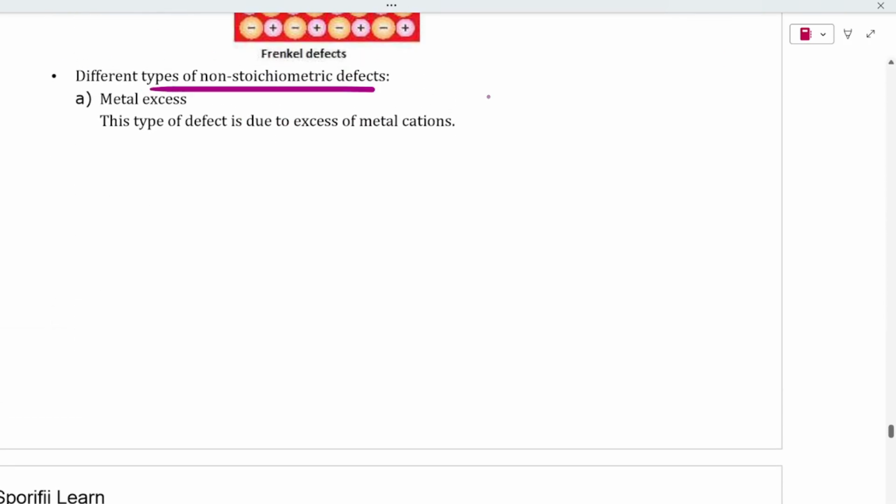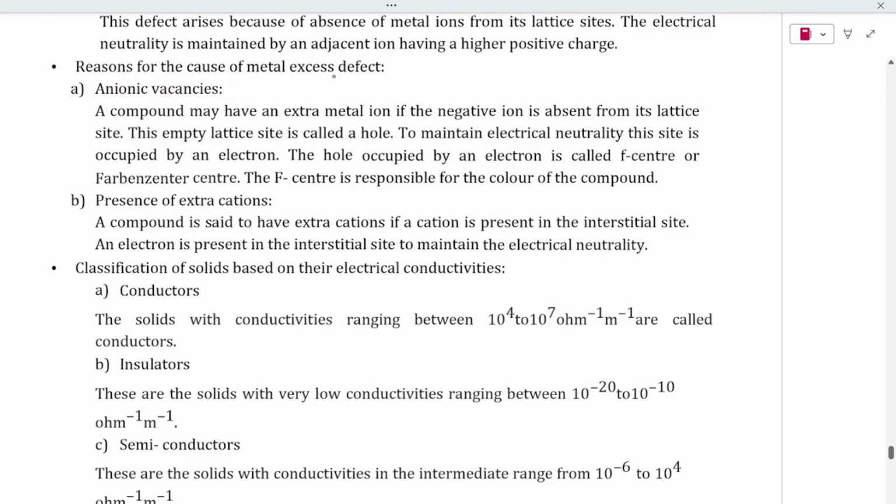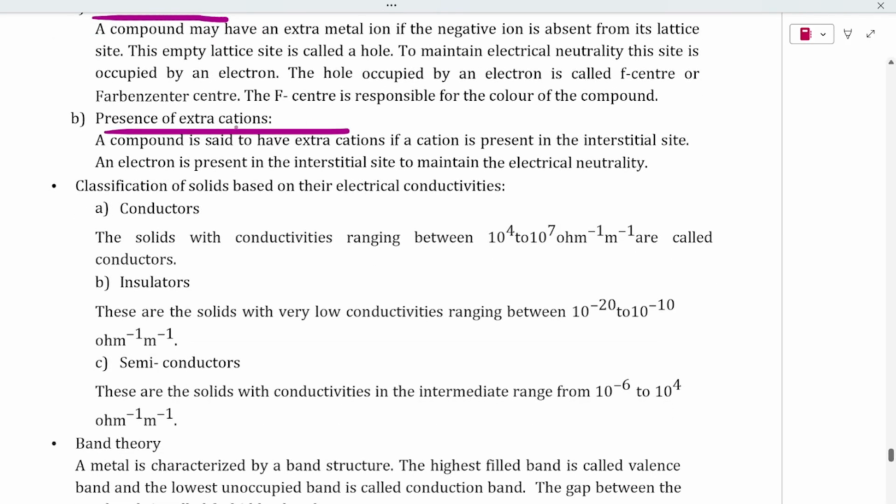If you see the types of non-stoichiometric defects, there is metal excess. This type of defect is due to excess of metal cations. Metal cation means positive ions. Then there is metal deficiency, where there will be missing of cations from the lattice, as you can see in this diagram. The next reason for this is anionic vacancy. If the cations are missing, that means anionic vacancy, right? Then presence of extra cations.